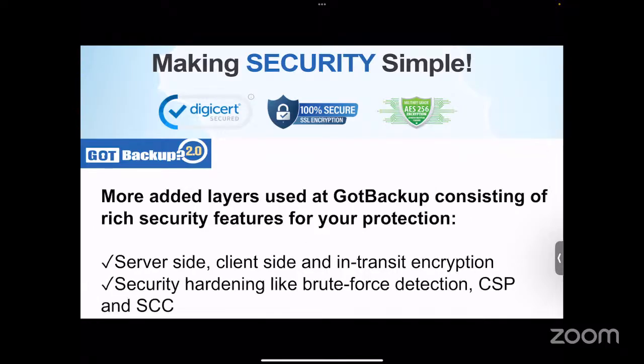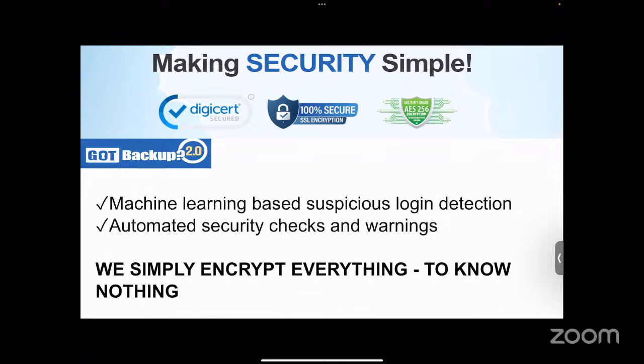And we can also talk about security hardening like brute force detection, CSPS. I cannot explain that one. The one I can explain is the machine learning based suspicious login detection. That simply means that the system is automated. If you are doing a login at an odd time, or you are using a kind of IP address that the system does not know, what happens is the system is able to capture that.